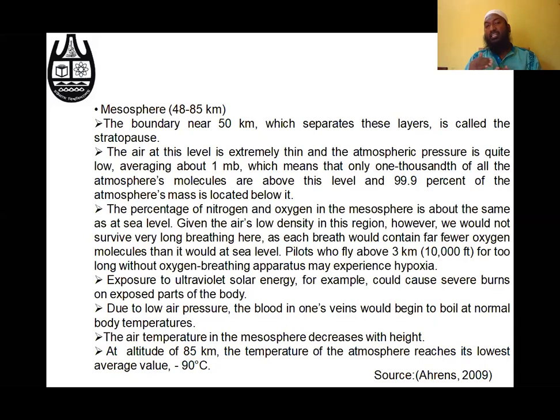So each of the layers, from the ground to the top, gives us different characteristics. And again, in the mesosphere, the temperature decreases with increasing height, because there are no molecules here and radiation comes in very easily. At the top, near 80 kilometers, it is almost minus 90 degrees centigrade. So in the troposphere the temperature goes down, in the stratosphere it increases again, and then in the mesosphere it goes down again.